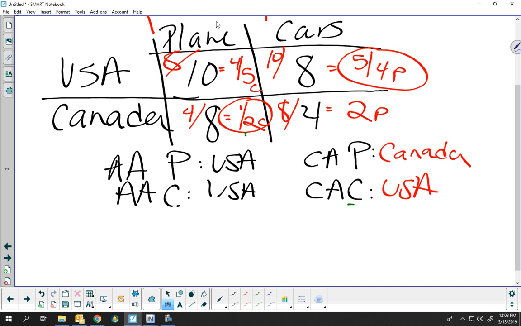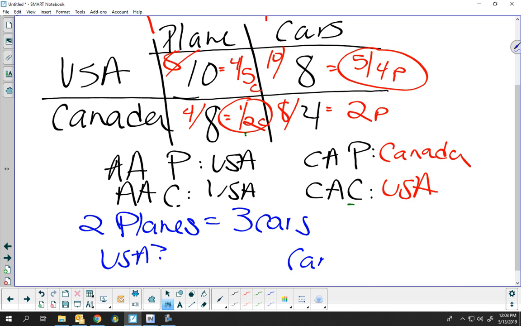Okay, so the trade agreement now, I'm going to make it complicated. Okay, so 2 planes equals 3 cars. I don't want 2s and 3s. I want you to put it in ones. 1 car and 1 plane. Okay? So once again, this is good for USA. This is good for Canada. You have to put that in units of 1. Oh, is it?